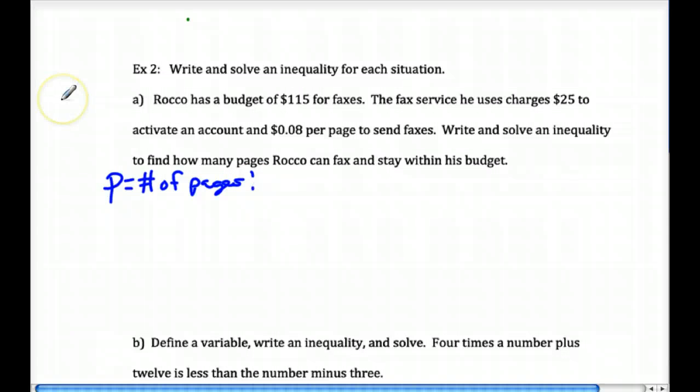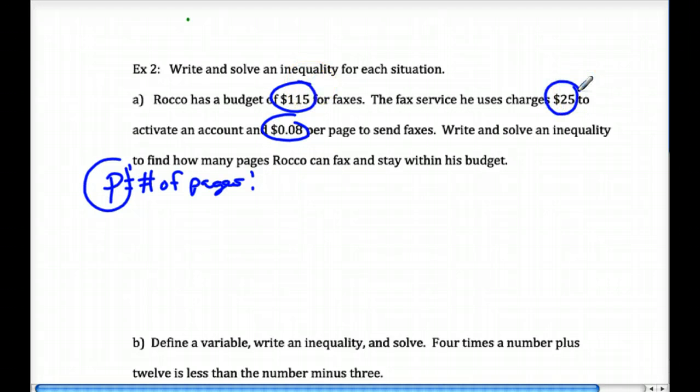All right, now I want everybody to use the P, the 8 cents, the $115, and the $25, and try to write an inequality. I'll give you a big hint: you're going to write a 2-step inequality.